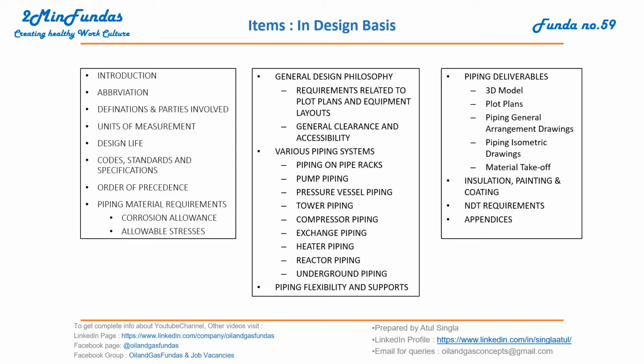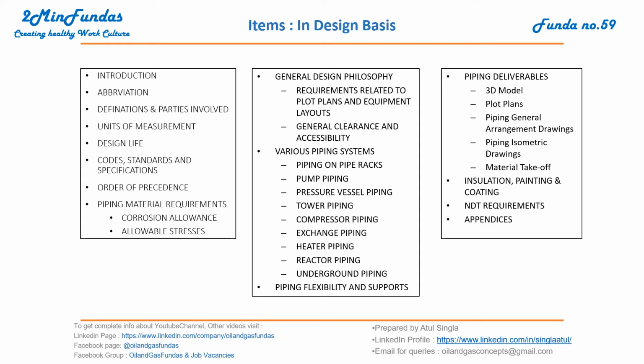In the third part, we have piping deliverables, like whatever deliverables the piping department is going to deliver, those we have to list out, and we have to identify the various requirements for delivering all those deliverables. Then installation and painting and coating specifications we have to mention. Entity requirements we categorize in the design basis. Other than this, we have some appendices.